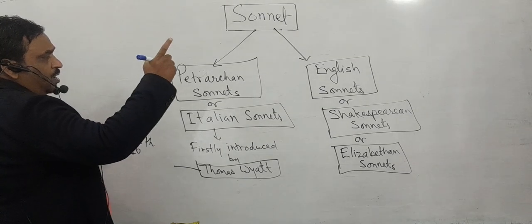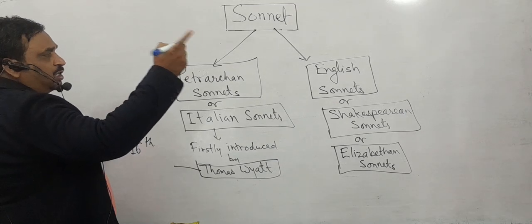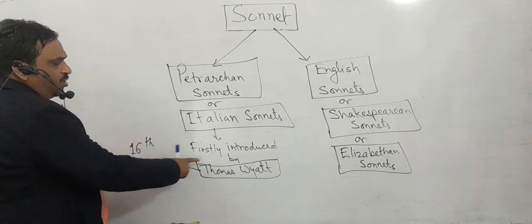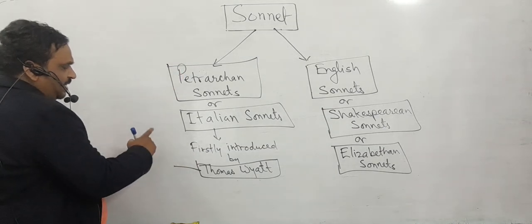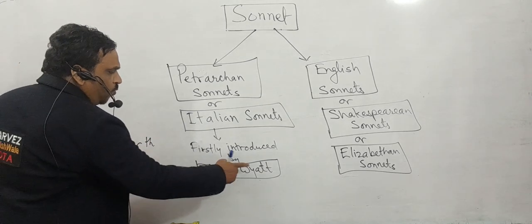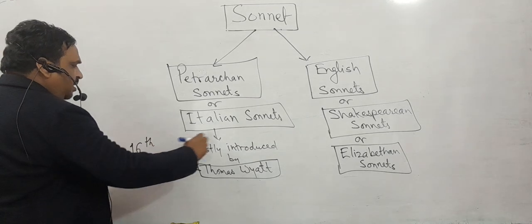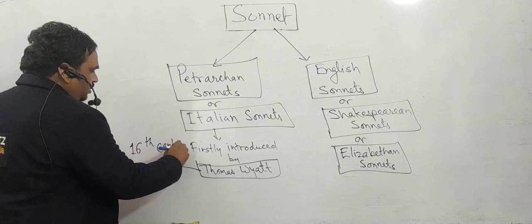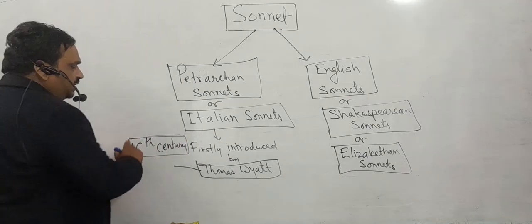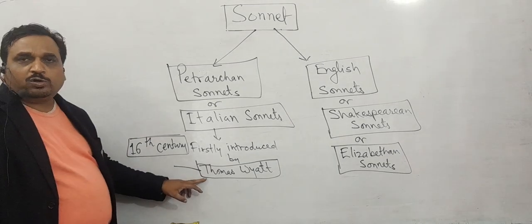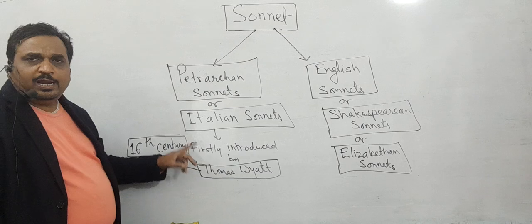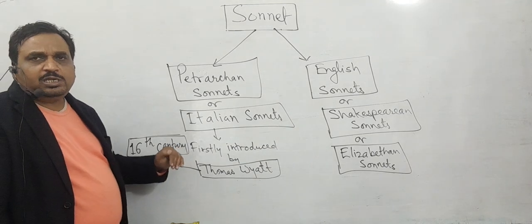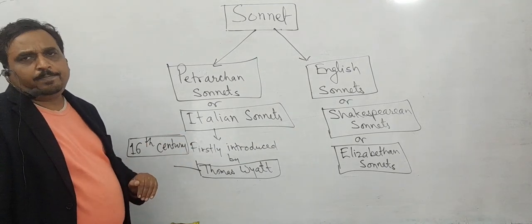after Francisco Petrarch, who invented Petrarchan sonnets the first time in the 14th century. But now we are talking about the 16th century, and in the 16th century, it is Thomas Wyatt who firstly introduced the Italian sonnet and its formation. He introduced the Petrarchan sonnet and the arrangement of the lines in the Petrarchan sonnet, and precisely speaking, the rhyme is king of the Petrarchan sonnet.